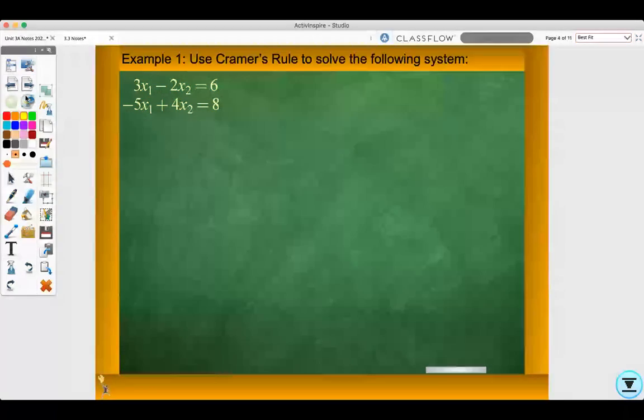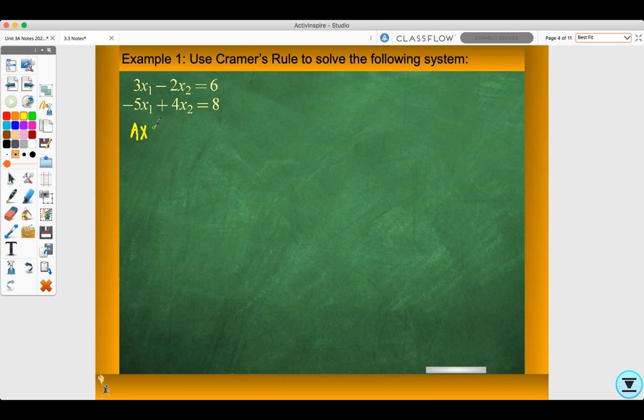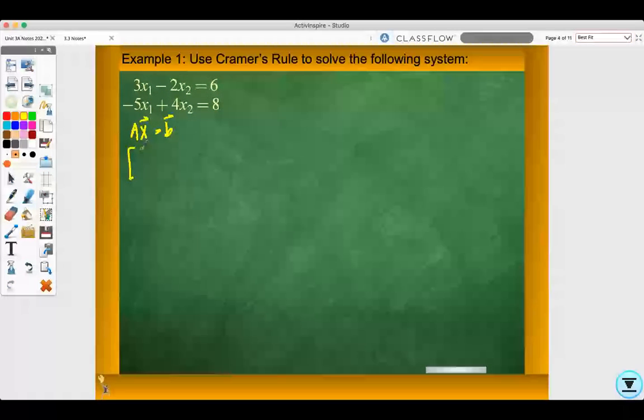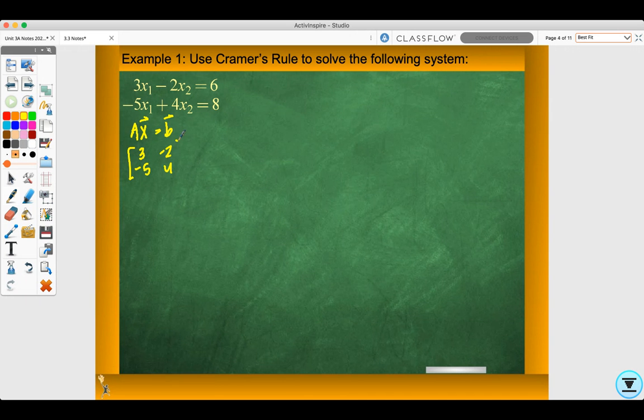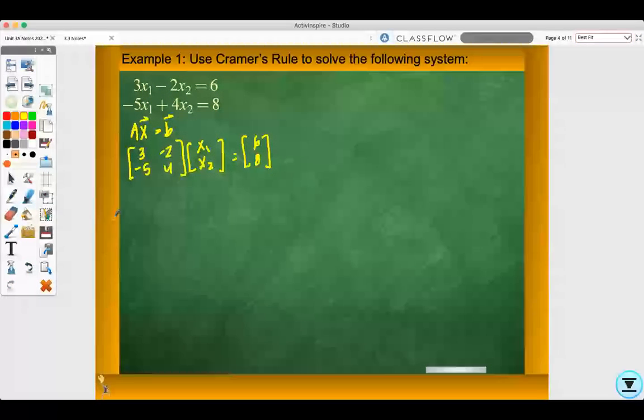Use Cramer's rule to solve the following system. So I have this system that I want to write in the form Ax equals b. So I'd have 3, negative 5, negative 2, 4, times x1, x2, equals 6, 8. So I need to solve for x1 and x2.